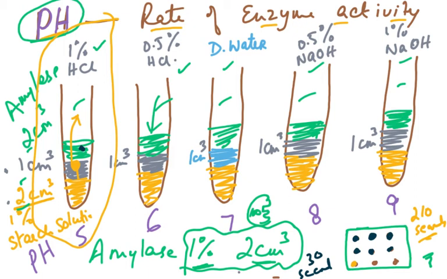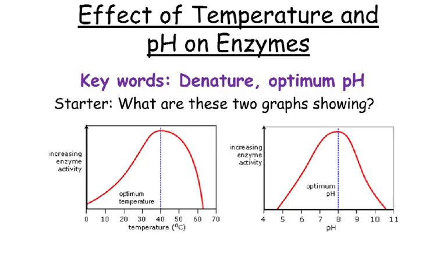And in 2 centimeter of starch solution, we have 1000 starch molecules. So all of these have 1000 starch molecules. So you've kept the starch molecules constant and the active sites constant, and what you have changed is the pH. And then you plot a graph and see how the rate of enzyme activity is affected by pH. Now this is a typical graph of the effect of temperature and pH. So this is the temperature graph and this is the pH graph.